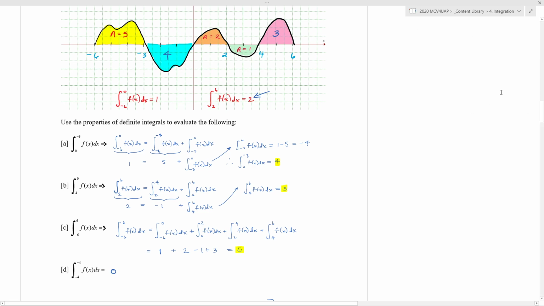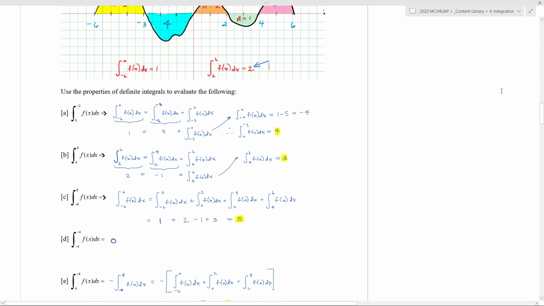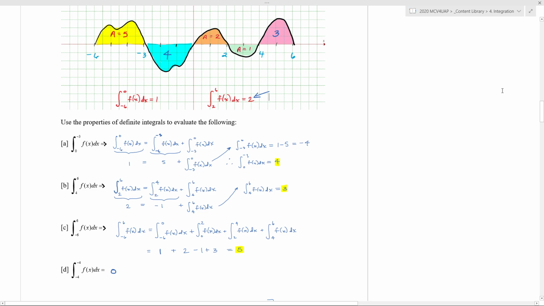Part E, starting at 4 and integrating to -6. So we are going from 4 to -6. The way that I would do this is, if I'm integrating from 4 to -6, then I don't care about the pink region. I only care about the yellow, blue, orange, and green. Okay, so the contributions, normally integrating from left to right, I would say 5 plus 2 is 7.